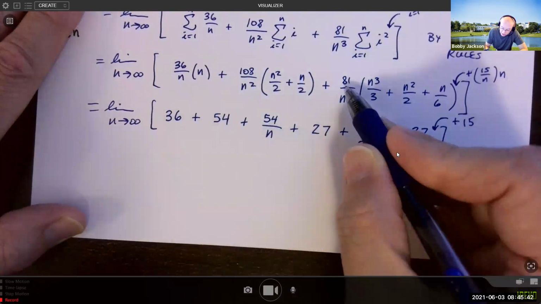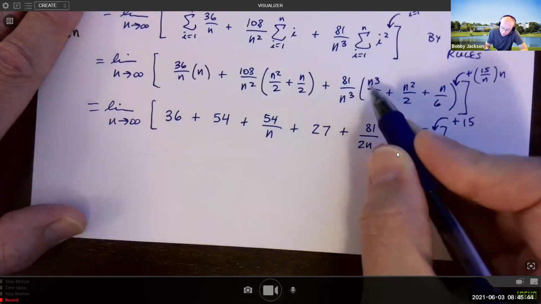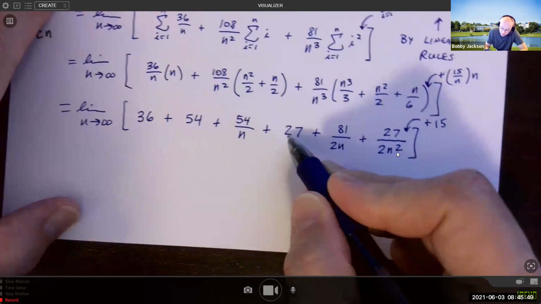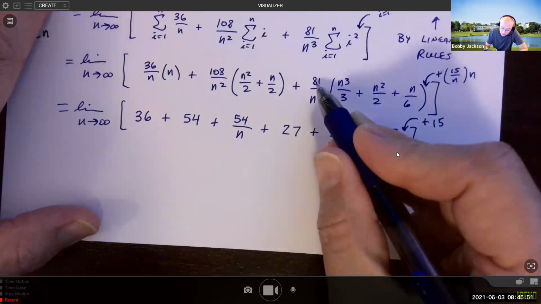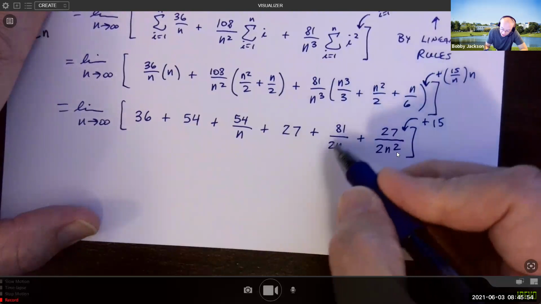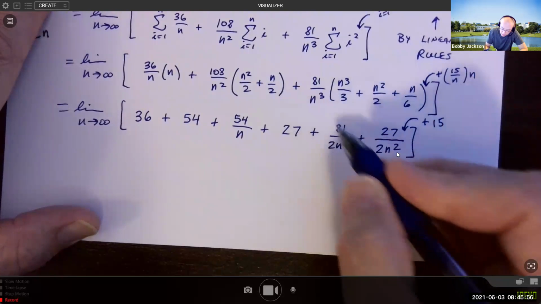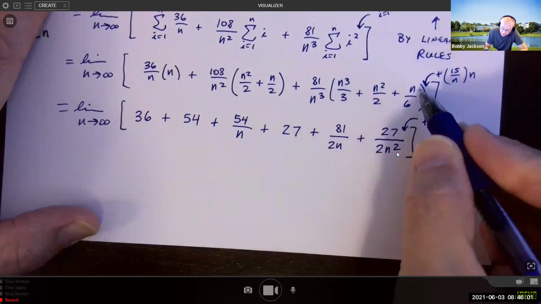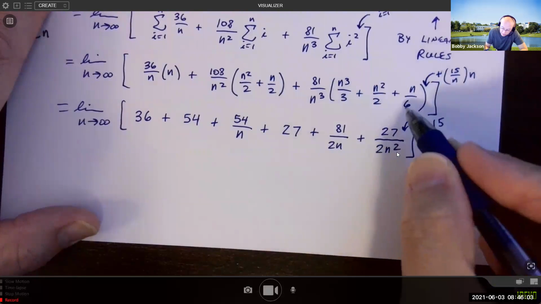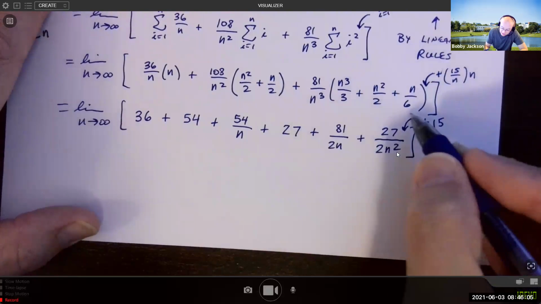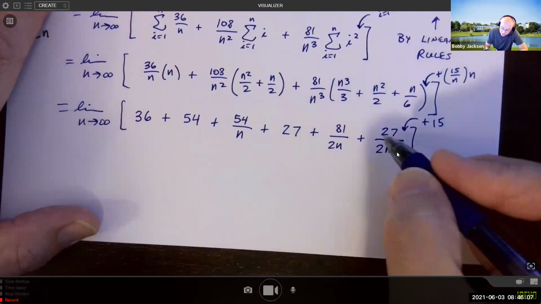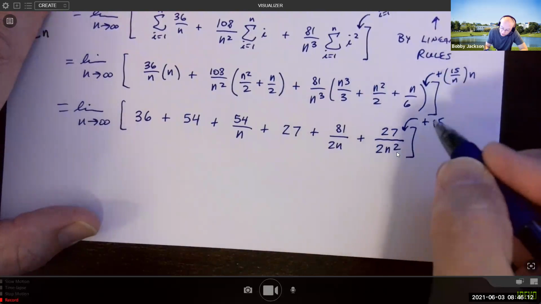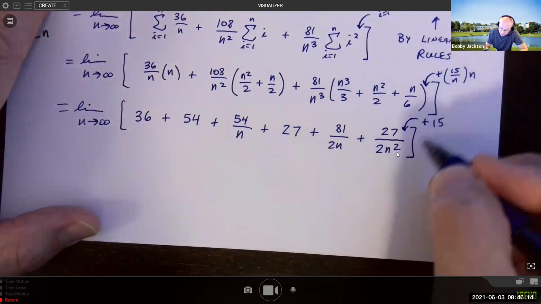And then here I distribute the 81 over n cubed through. 3 goes into 81 27 times. N cubed divided by n cubed is 1. And then here 2 does not divide evenly into 81, so I get 81 halves. N squared divided by n cubed, I've got an n in the denominator. And then here n divided by n cubed leaves an n squared. 81 sixths, if I divide top and bottom by 3, I get 27 halves. So you're just simplifying that expression. Plus 15 over n times n, the thing I forgot, plus 15.